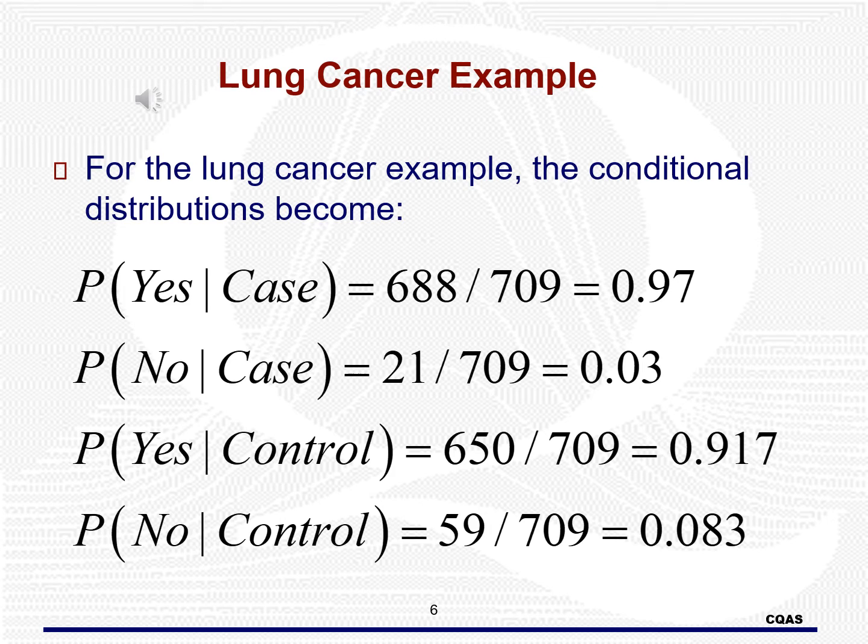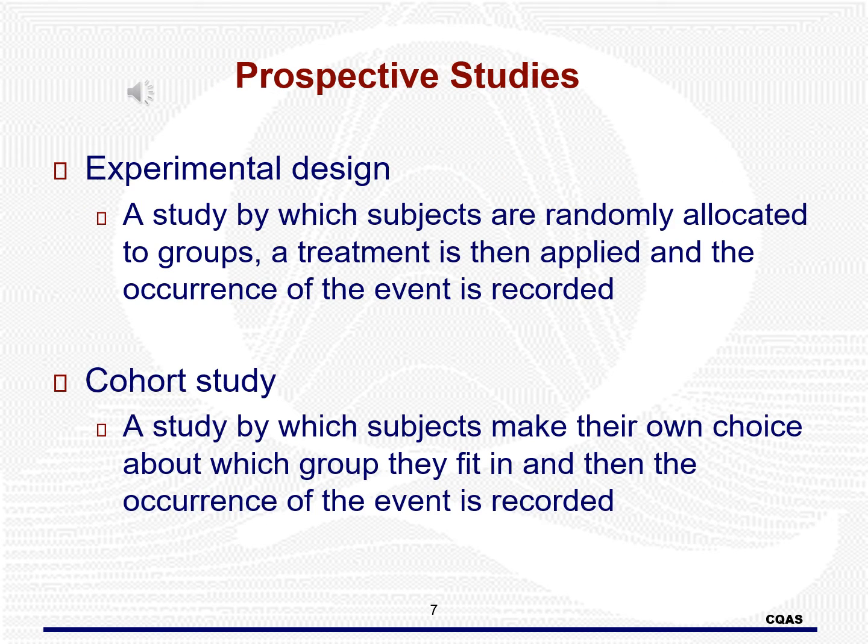Now that we have seen a retrospective study, let's look at some prospective studies. There are 2 main types of prospective studies. These are experimental designs and cohort studies. An experimental design is a study by which, randomly allocated to groups, a treatment is applied and the occurrence of an event is then recorded. An example of this usually seen when dealing with categorical data is a clinical trial. A cohort study is one by which subjects choose which group they want to be in and the occurrence of an event is recorded.